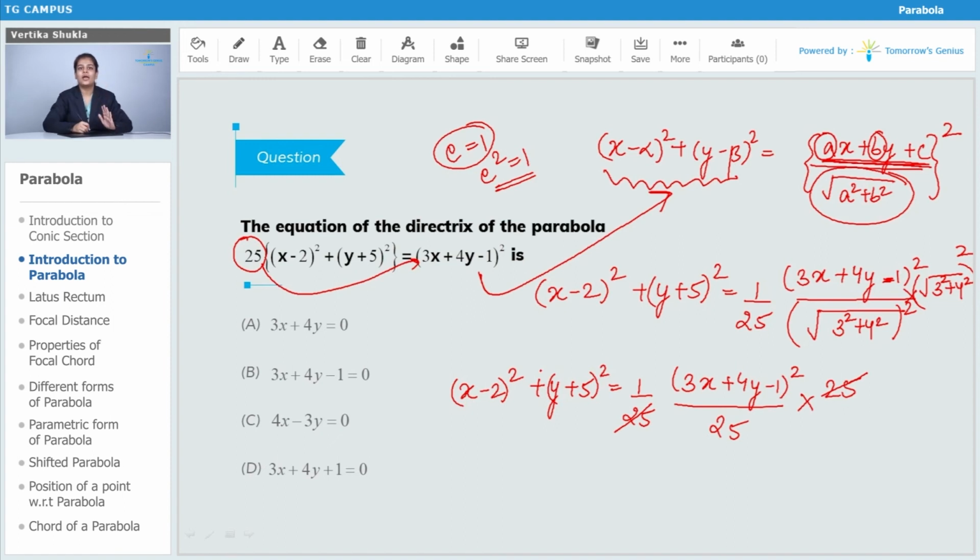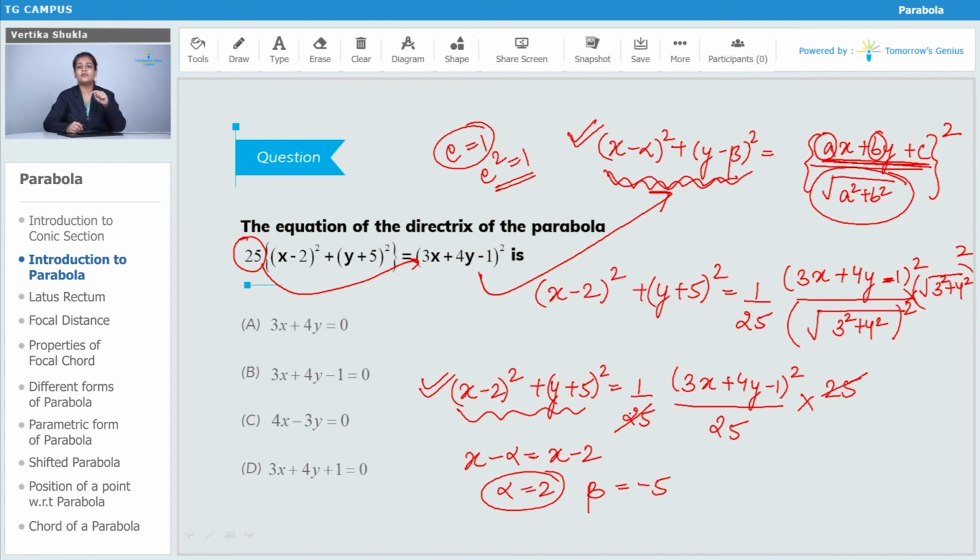Now if you compare this equation to this equation, what can you say? We discussed in the general equation of a conic that alpha and beta are the coordinates of the focus. And ax plus by plus c, if you remember, was the equation of the directrix. So over here, what is the value of alpha? If you compare, x minus alpha is basically equal to x minus 2 in this case. So the value of alpha is 2. And what is the value of beta? Similarly, the value of beta is minus 5. So the focus of this parabola is (2, minus 5).